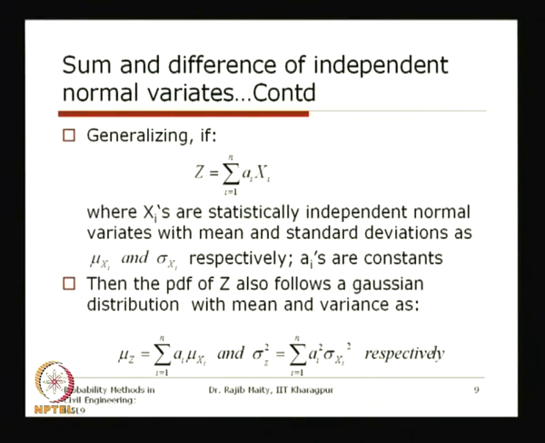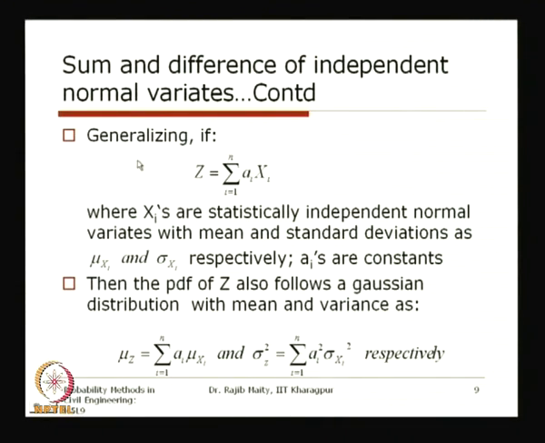Now, here we have taken two random variables, but this can easily be extended to more than two. If we take n random variables, all independent and normally distributed with their individual means and variances, then their summation will also be a Gaussian distribution, with mean equal to the summation of the individual means, and variance equal to the summation of the individual variances. This is what is explained here.